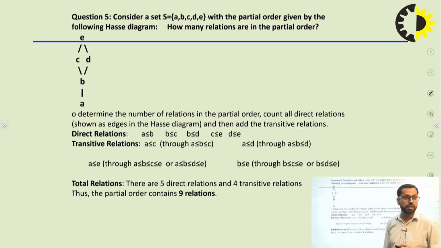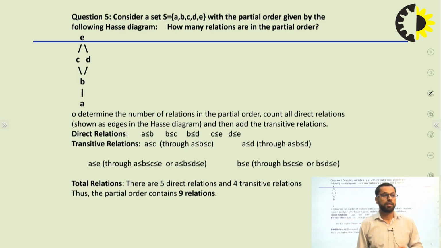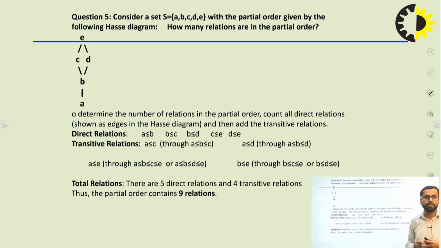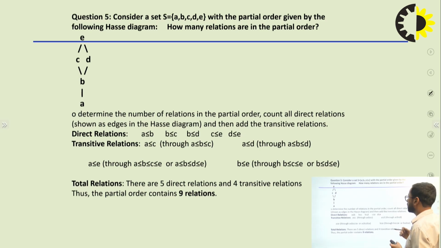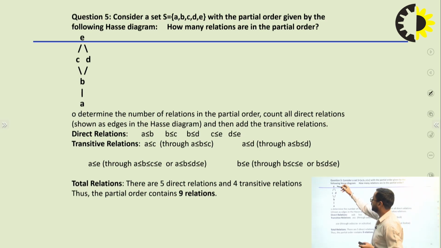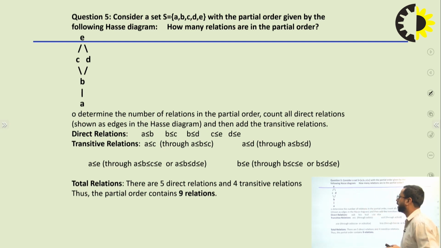Here in the question, consider a set S that has the elements A, B, C, D, E with the partial order given by the following Hasse diagram. How many relations are in the partial order? So what are the different relations mentioned? Firstly, there are relations 1, 2, 3, 4 and 5. So there are particularly 6 different relations mentioned, but due to this we also have the relations B to E, A to C and A to D.